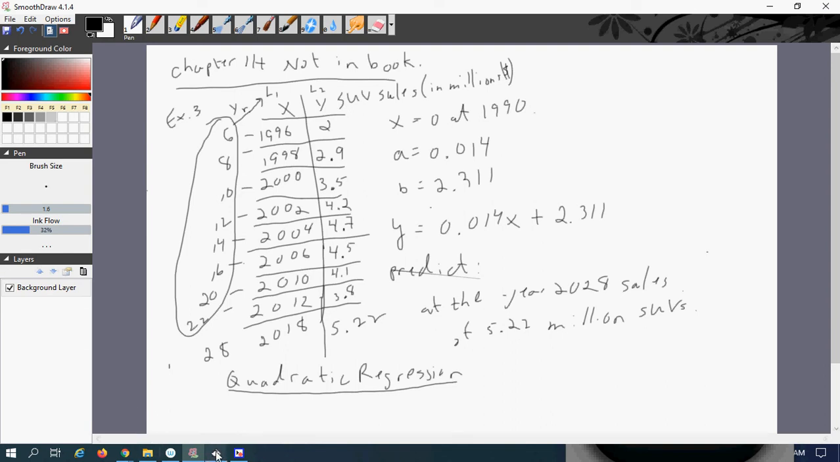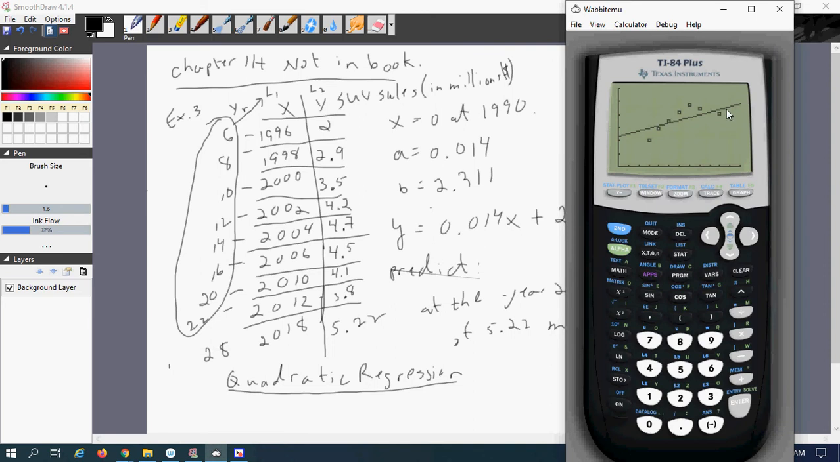So if you go back to the calculator, we're seeing that the linear line is going up, but we can see that the data is kind of going down over here. So it looks like sales are dropping. And so this graph doesn't really represent the data as well. So we need to find a different equation that does that.